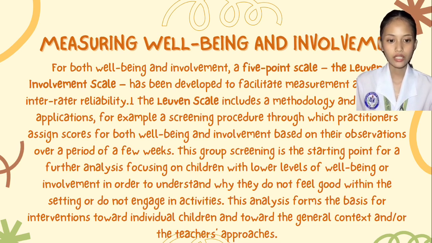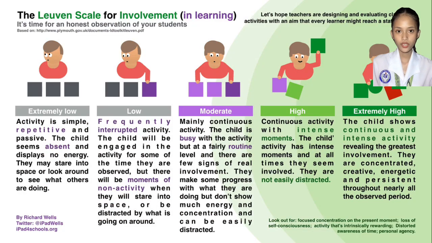This group screening is the starting point for a further analysis focusing on children with lower levels of well-being or involvement in order to understand why they do not feel good within the setting or do not engage in activities. This analysis forms the basis for interventions toward individual children and toward the general context and or the teacher's approaches. So here is the example of a 5-point scale of the Leuven scale.